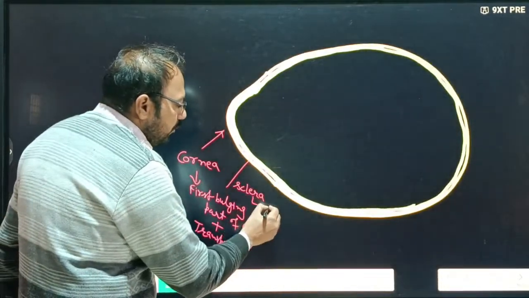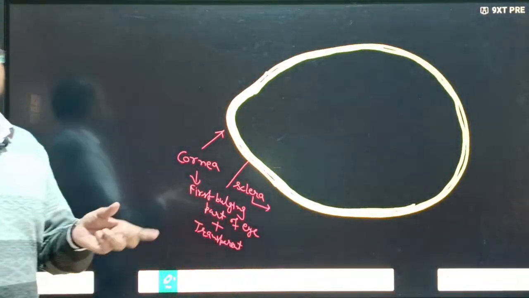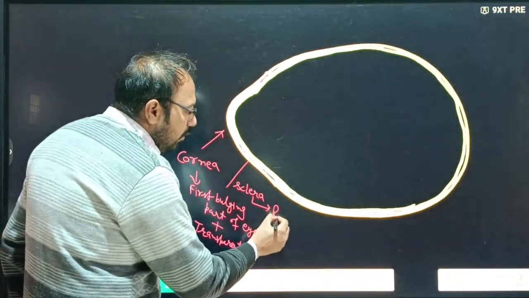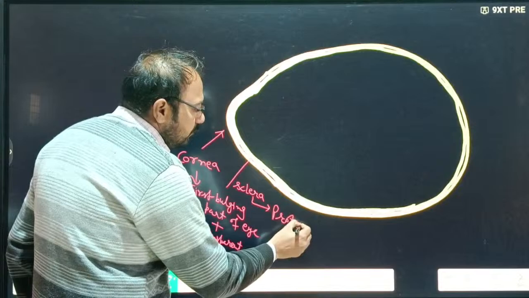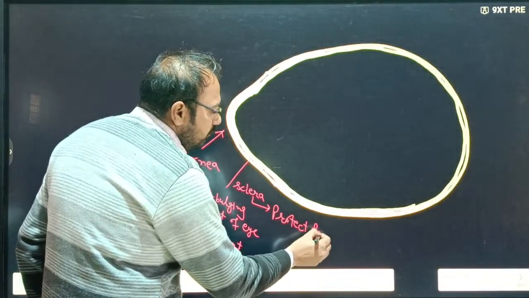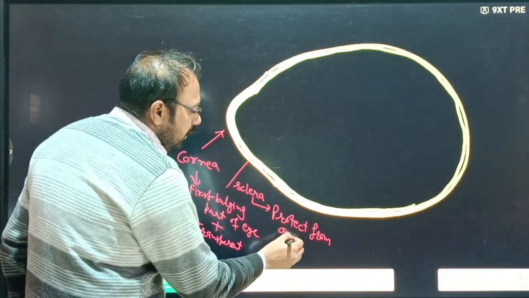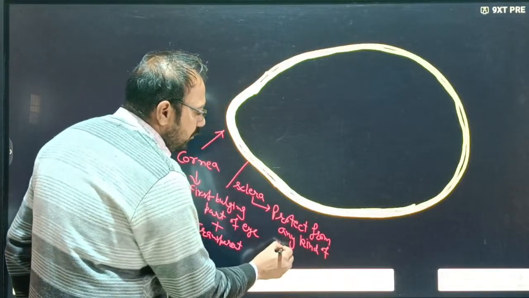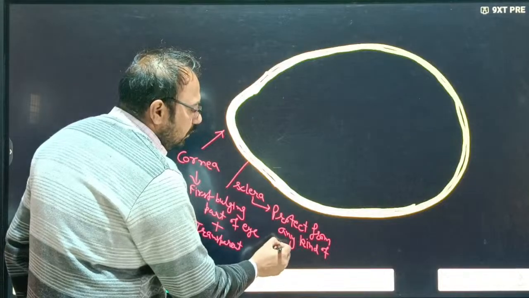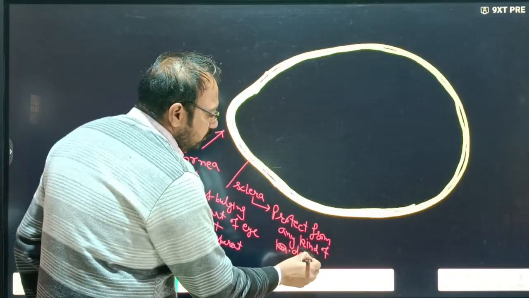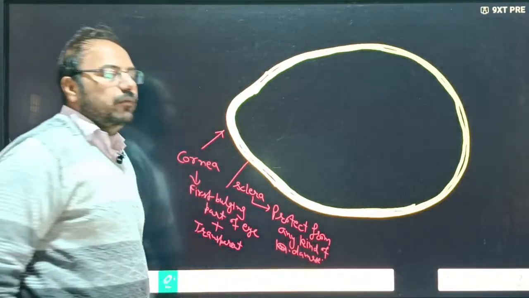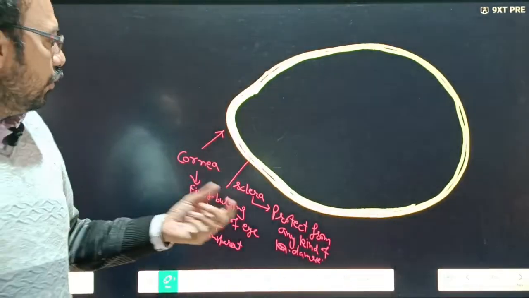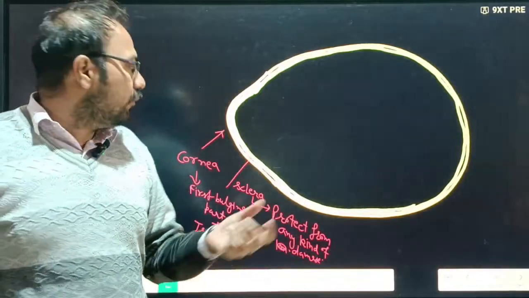So what is the function of the sclera? It protects from any kind of injury and damage. Sometimes foreign or external substances enter the eye. So the sclera protects the eye from damage.